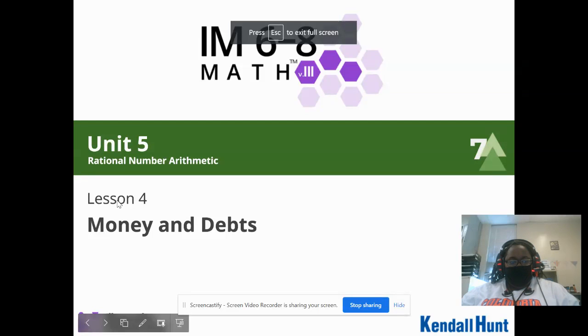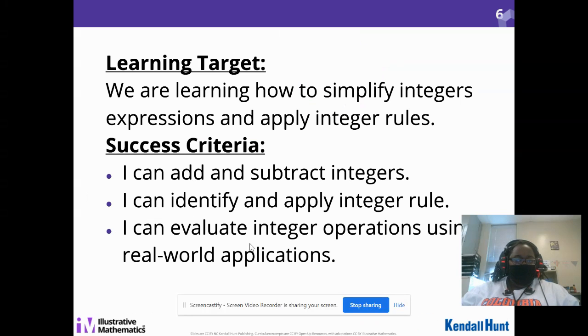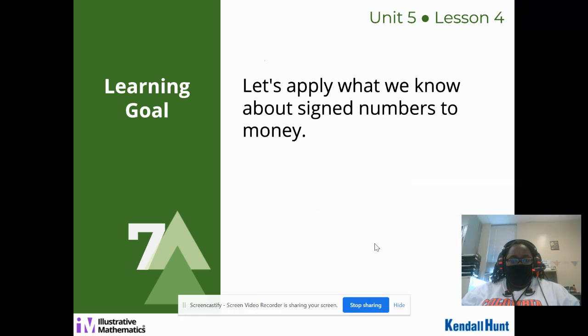Okay, so we are on lesson four, money and debt, debits. Again, our learning target is the same as it's been all week. The learning target is we're learning how to simplify integer expressions and apply integer rules. And the success criteria is I can add and subtract integers, I can identify and apply integer rules, I can evaluate integer operation using real world applications.